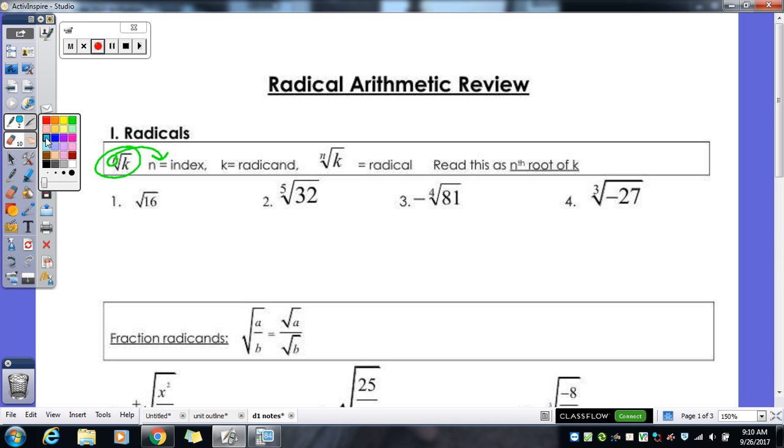And then underneath, your k value is what they refer to as your radicand. Sometimes that's your perfect square number. Sometimes that's your perfect cube. Sometimes it's not a perfect square or perfect cube, and you have to be able to break it down still.